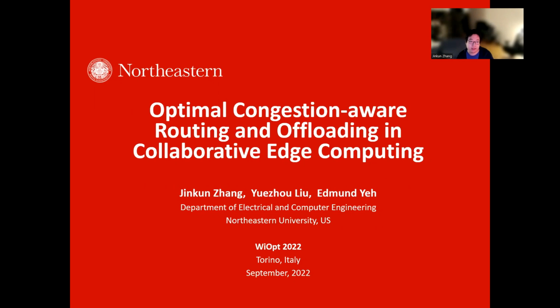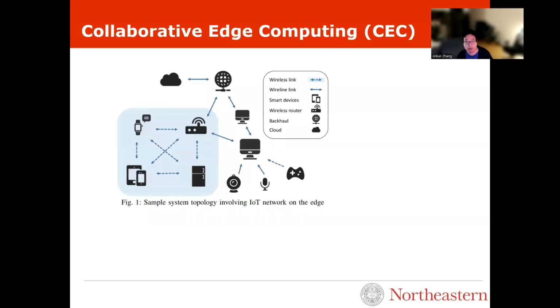Okay, so the paper is titled Optimal Congestion-aware Routing and Offloading in Collaborative Edge Computing. I'm sure you are all familiar with the concept of edge computing. But collaborative edge computing, or CEC, is an extension of the idea of edge computing. It generally refers to any network where nodes can collaborate with each other to finish computation jobs. The concept of CEC is applicable in many practical situations, like the smart house IoT network we're showing here.